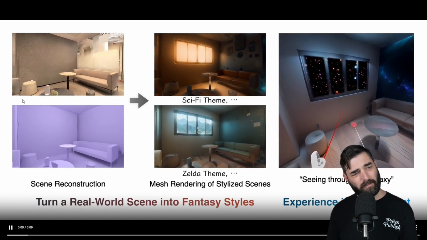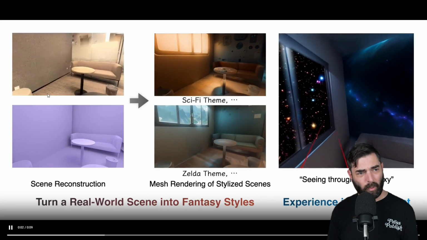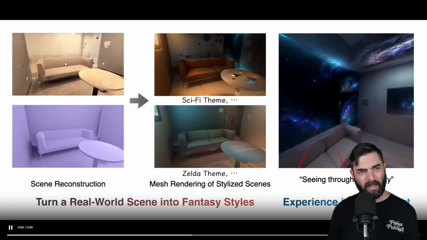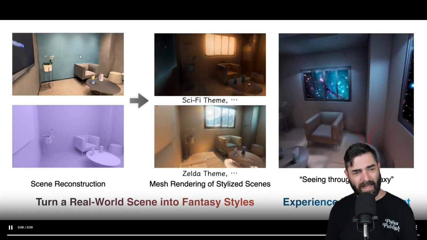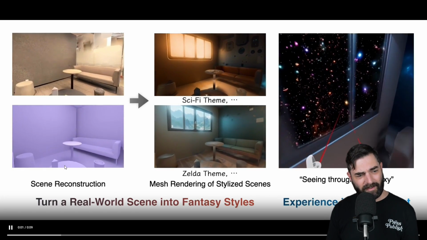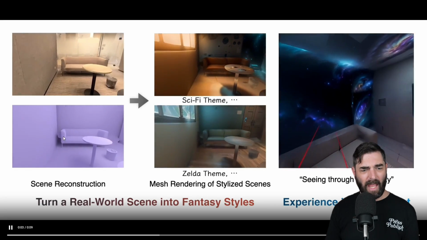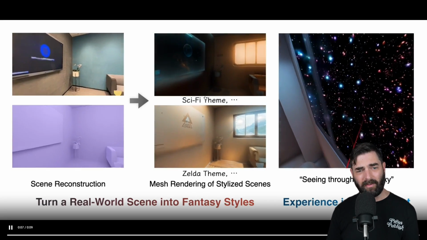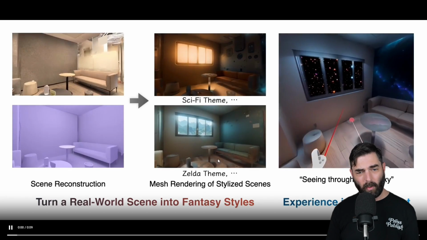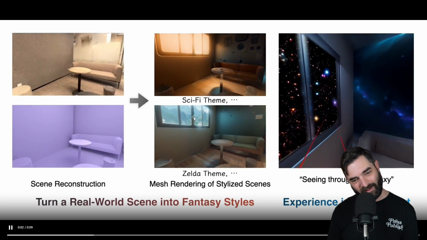So with this, you can actually film a real-world scene, you know, walk around with a camera and film, and it looks like it's creating a NeRF or a Gaussian splat or that sort of thing. It then reconstructs the scene into 3D objects, and then you can apply text prompts to change what that room looks like.